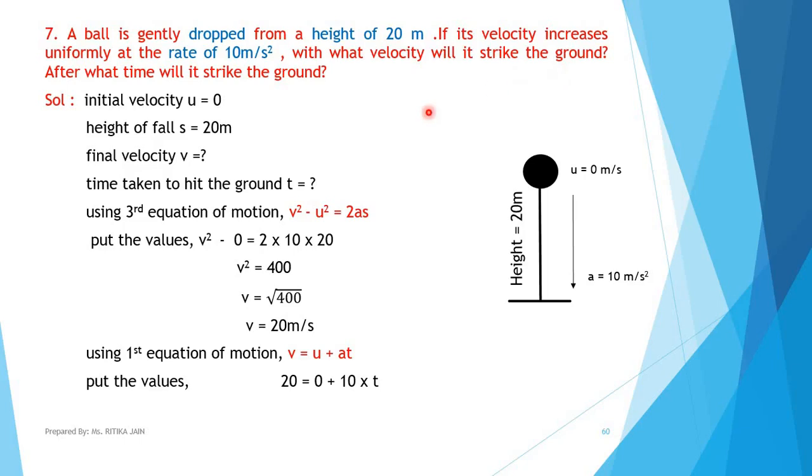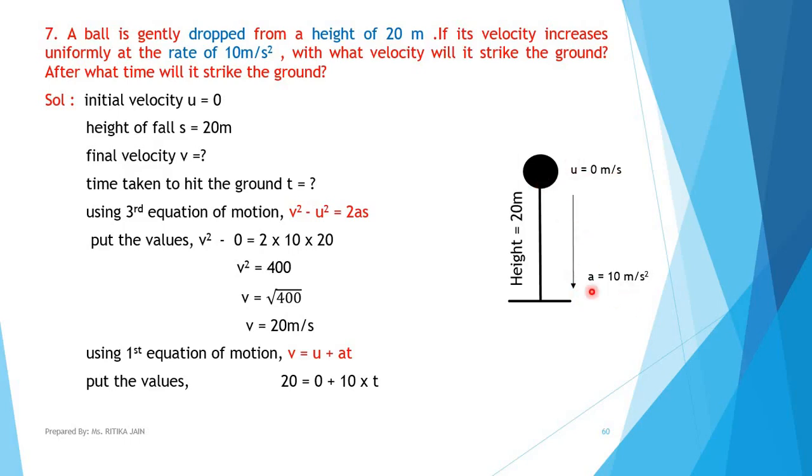Means first you have to calculate the velocity of the ball by which it will strike the ground, and second you have to calculate what time it will take to strike the ground. Okay, so velocity and time, these two values you have to calculate. So what is given to us? Height of the tower, height is 20 meter, ball is gently dropped. So initial velocity of ball is 0 because initially the ball is kept at rest. Acceleration is given to us, that is 10 meter per second square.